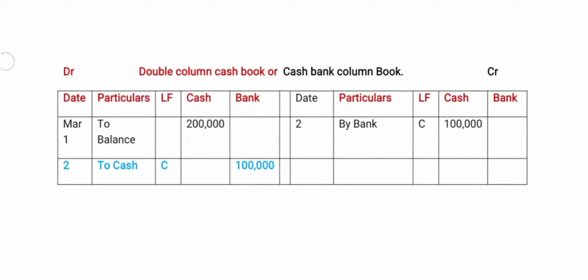Now here bank account is debit. Why? Because bank is the receiver, that's why we come to the bank column on the cash book. It is dated March 2nd, to cash, and it is a contra entry. Then the 10 lakhs amount we write in the bank column. Now we are going to another transaction.